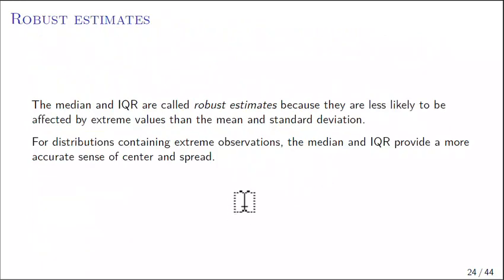Now we're talking about a little bit more. So what do we mean by robust estimates? Robust estimates basically says they are less likely to be affected by extreme values. What do I mean by that? We can raise a very simple example here. We say the mean is not robust because it is very sensitive to extreme values.